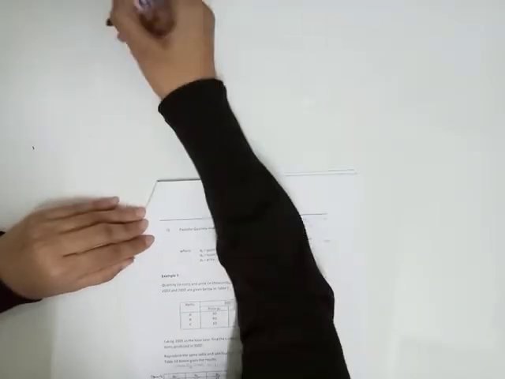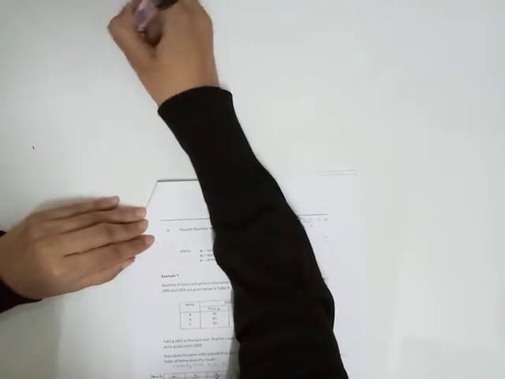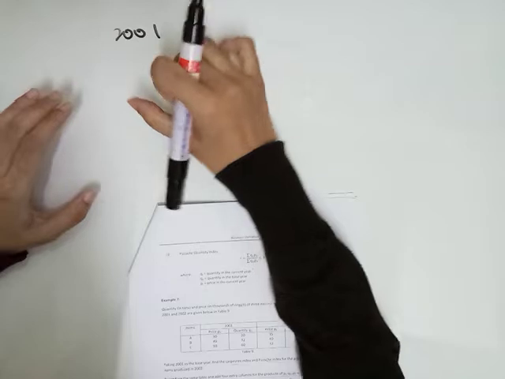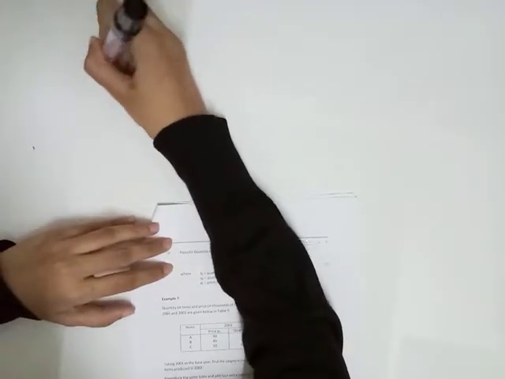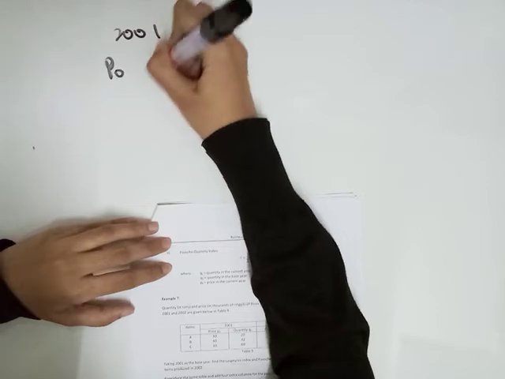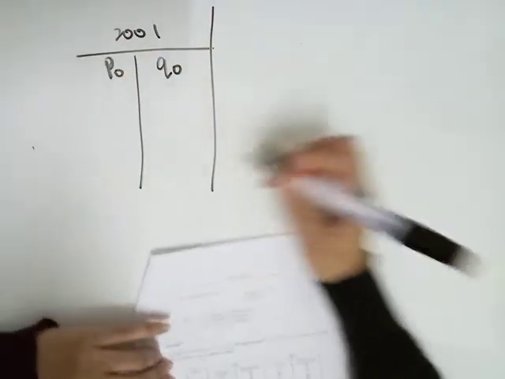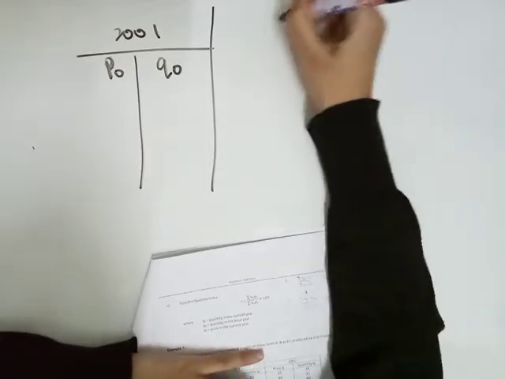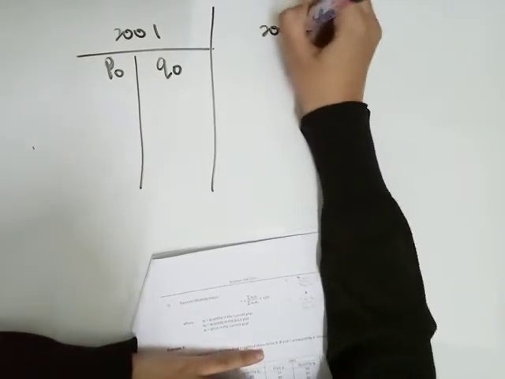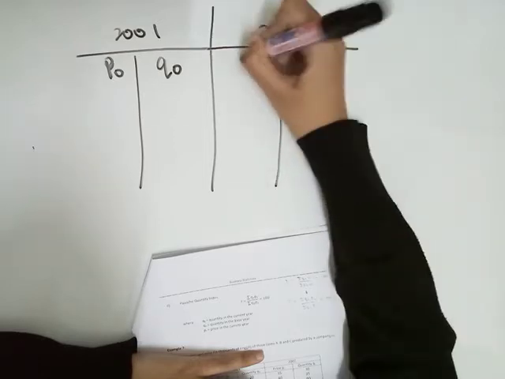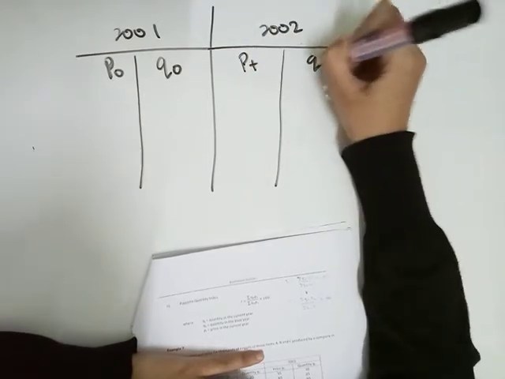So, we have 2001. Okay, it tells us there 2001 is the base year. So that means 2001 has a price and quantity, so we let them be P naught and Q naught. Okay, 2002 as the current year. So the price and the quantity are PT and QT, right?